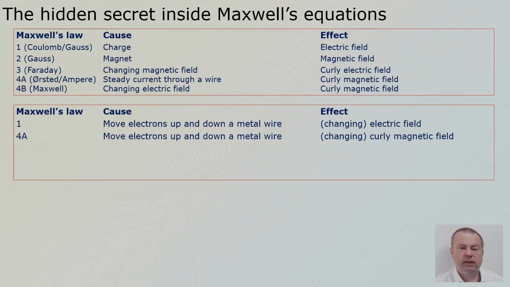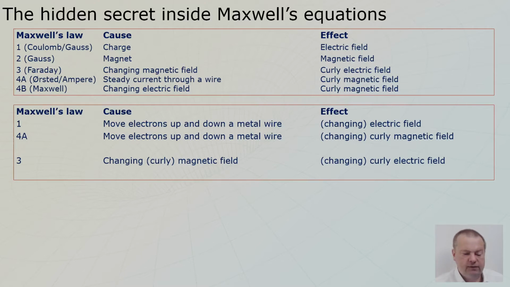Second, we know from the first part of the fourth equation of Maxwell that this current through the wire will also produce a curly magnetic field. Law 4 was about steady current. In this case the current is going up and down, but still you get a curly magnetic field. And because the electrons are not in a steady current, this magnetic field will not be constant. It will move up and down.